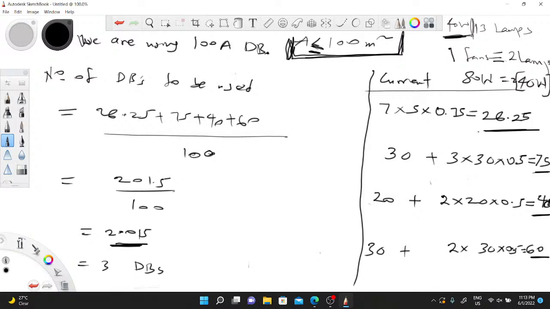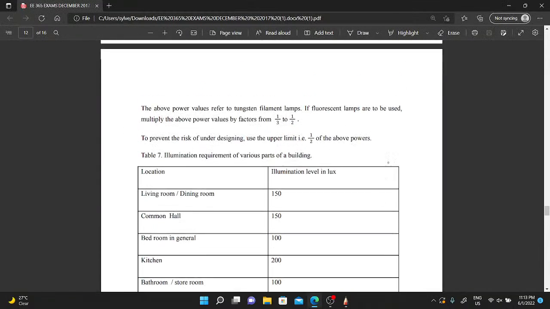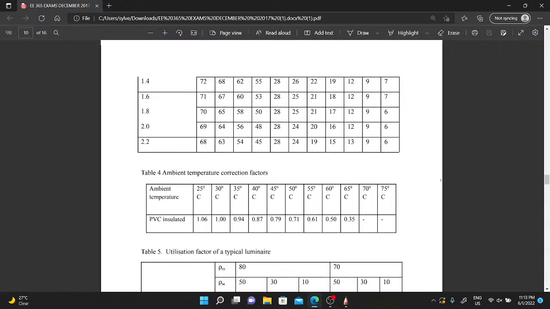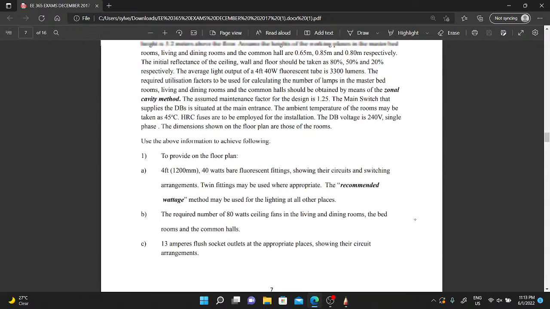Okay, so they give us the... let me check something. Sorry. Let me check something. I want to be sure of something before I move on. Okay.